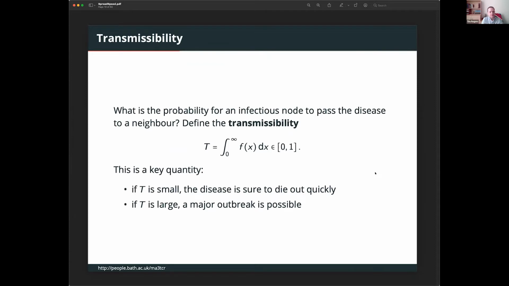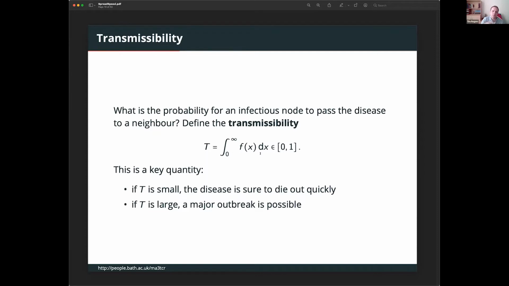So how do we quantify the kind of risk or the dangerousness of this disease? In the epidemiology literature, we use this quantity called transmissibility. This is basically the probability for an infectious node to pass the disease to a neighbor. So I have an infectious contact, they have the disease, what's the chance that I catch it at any point? That's just this quantity big T, which is the total integral of the delay distribution.